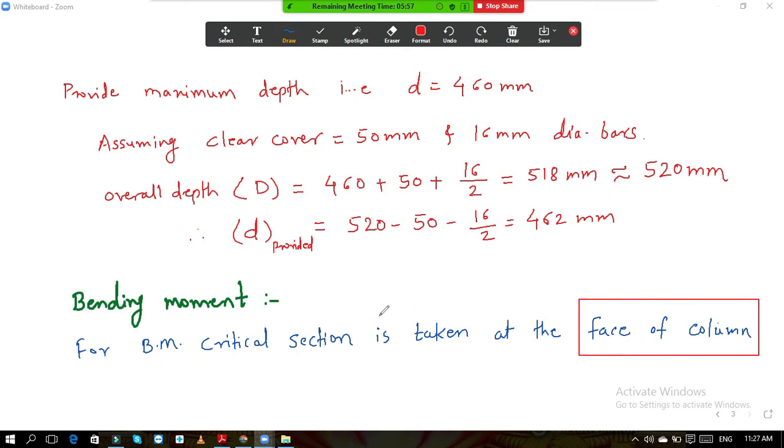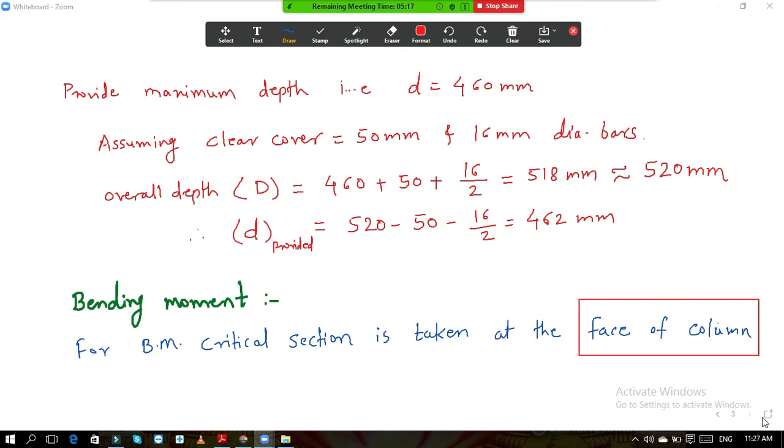Okay. So along the x-axis we will take one section at the face of the column. Along y-axis we will take another section along the face of the column. Then we will calculate the bending moment in x direction and bending moment in y direction. After that, whatever may be the maximum bending moment out of these two, for that maximum bending moment we will take the check for depth. And for each of the bending moments then we will provide the steel in x direction and steel in y direction. So that will be our last step.